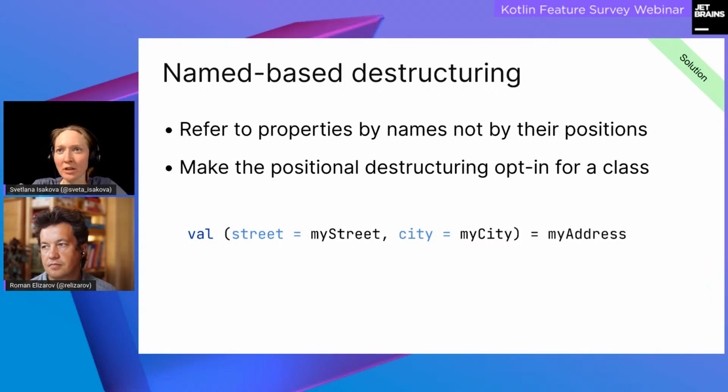There is a question how it should work with components, like the functions component1, component2, etc., componentN. They are not needed in this case because the destructuring is performed by names. We no longer need this list of component functions. They are needed for positional destructuring, and this should work just by applying to the constructor names.